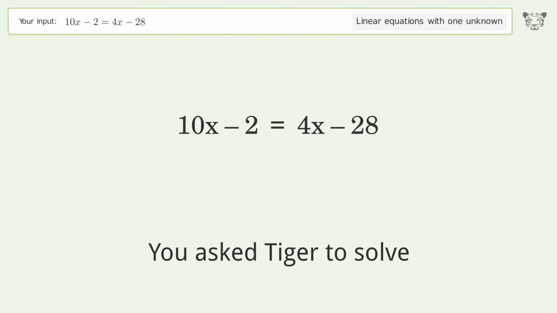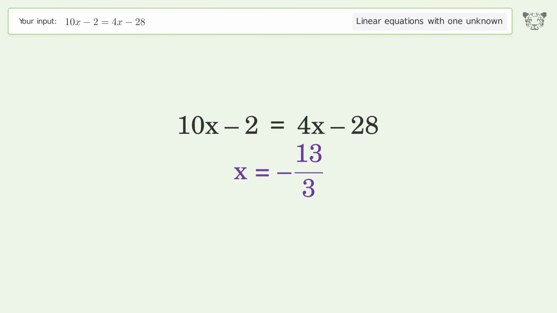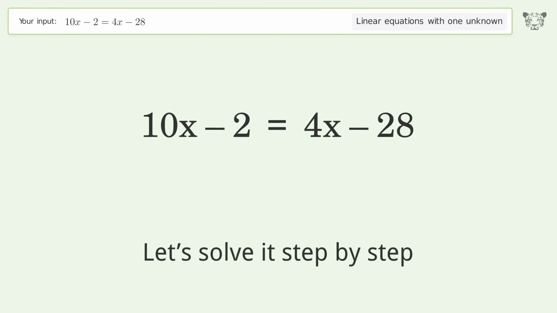You ask Tiger to solve. This deals with linear equations with one unknown. The final result is x equals -13/3. Let's solve it step by step.